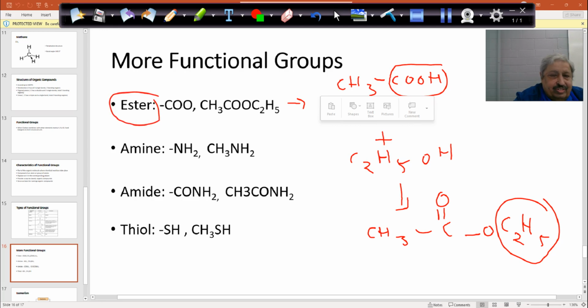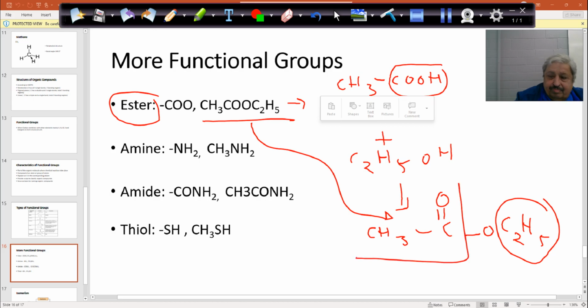Ethyl acetate, for example. I put this as an example here. It's a combination between alcohol and acetic acid. The acetic acid will have the backbone or the skeleton of the structure, and the alcohol will be at the end. I will always start naming them by the alcohol. So ethanol, so ethyl acetate.